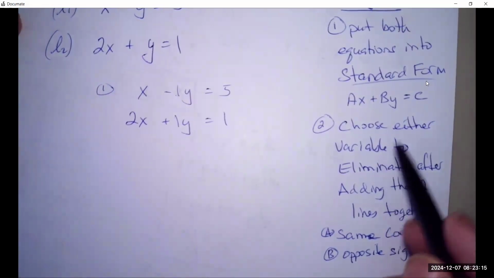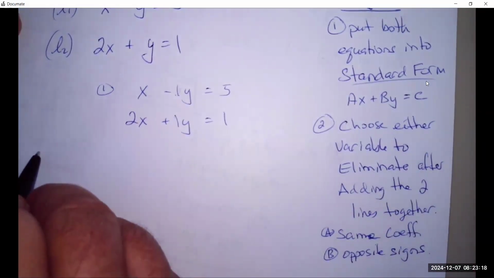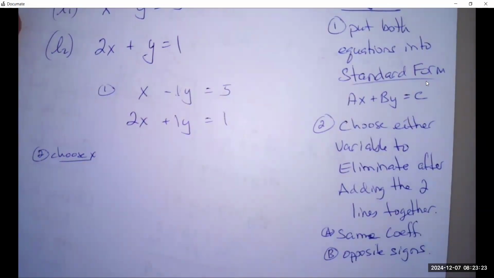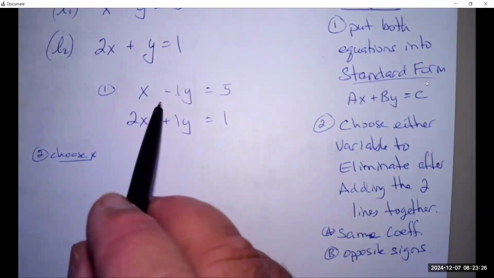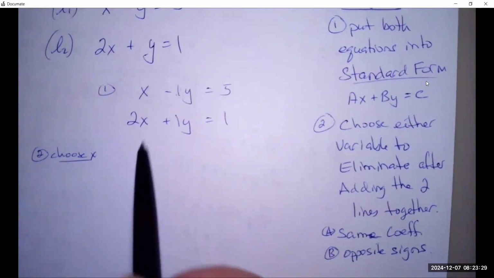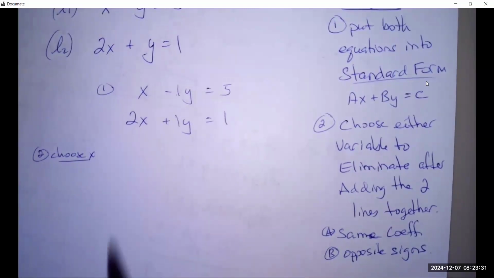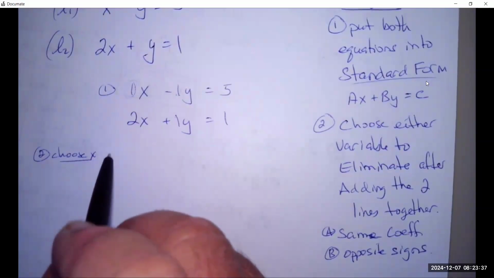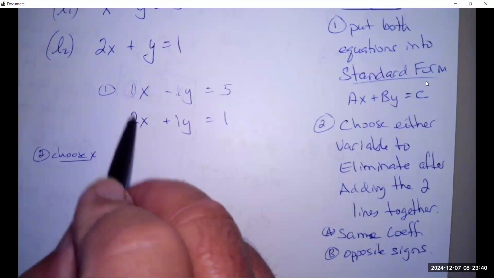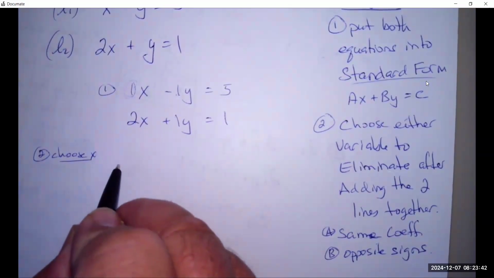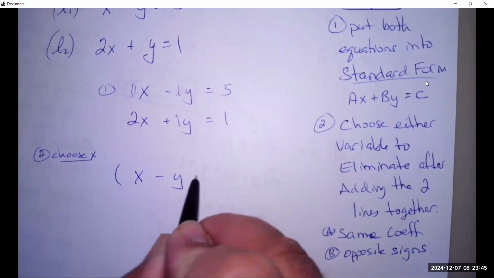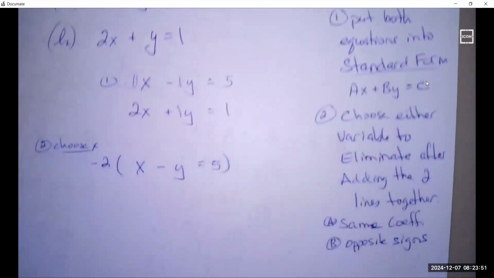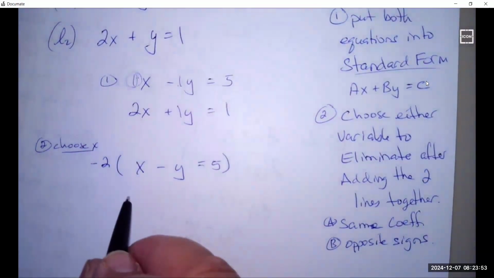So let's say in this one here, I'm choosing a variable. I'm going to choose x. So step 2, I'm choosing x to get rid of. Now, what you have to do here, sometimes you may have to multiply, change one equation or change them both. So what I need to have in front of this x, this is a positive 2, the other one has to be a negative 2. So I have to take that first equation and multiply each term by negative 2, because I need to have a negative 2 in the first spot.